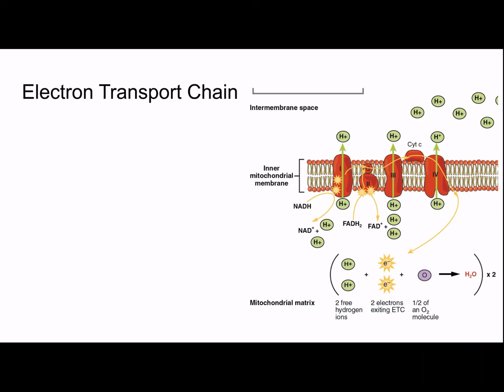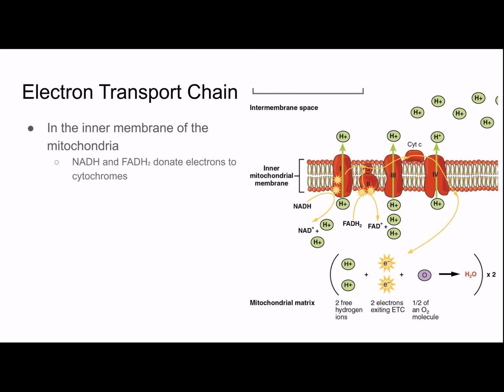Next, we have the electron transport chain. This happens in the inner membrane of the mitochondria. Keep in mind that mitochondria has 2 membranes. The NADH and FADH2, remember that we created in the citric acid cycle, will donate electrons to cytochromes. And cytochromes are proteins that are in the inner membrane. They have a heme group that accepts and donates electrons.